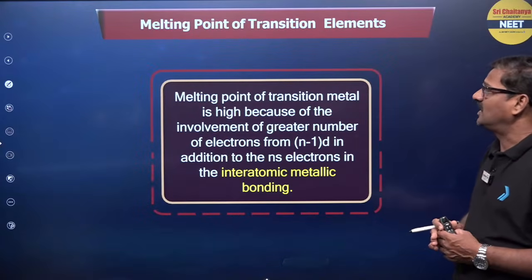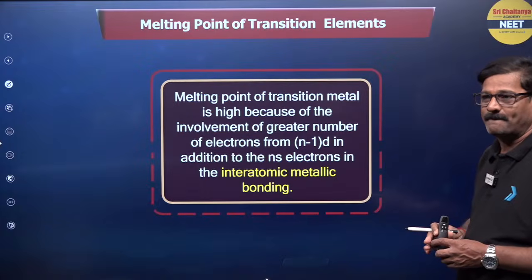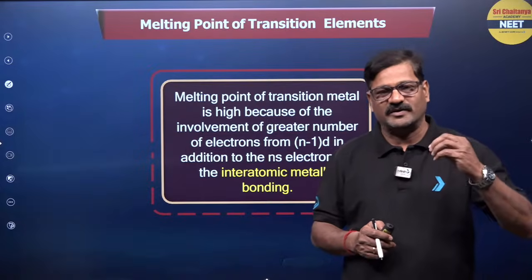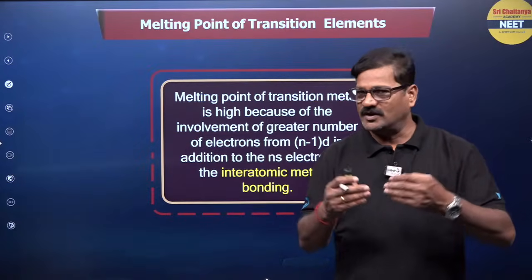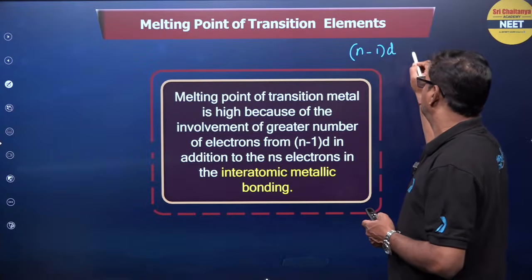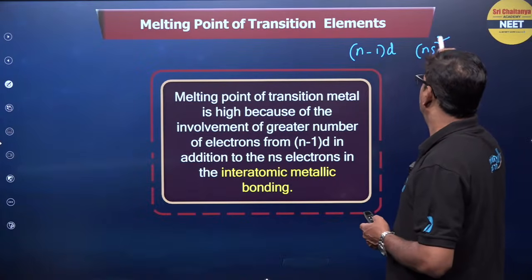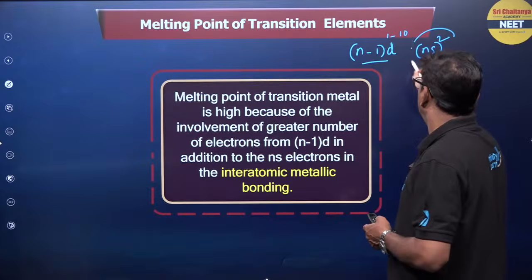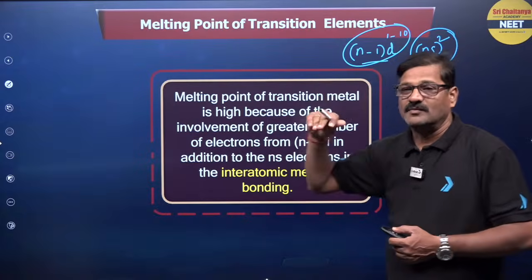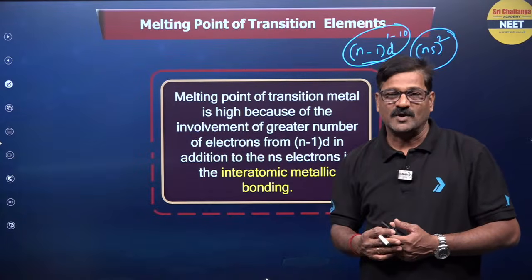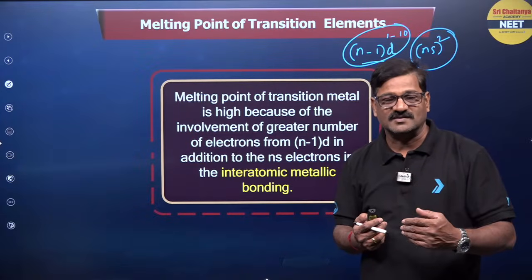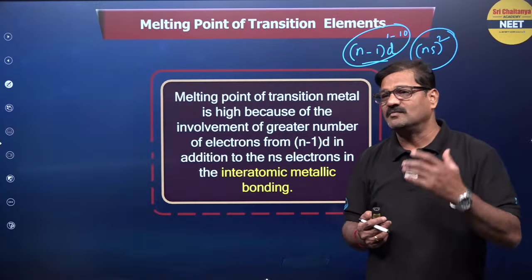Now the melting point and the boiling point of the transition metals. Whenever you have unpaired electrons in the d orbitals, the metallic bond is formed by (n minus 1) d electrons and ns electrons, 1 to 10 electrons. So these electrons are going to participate in metallic bonding, and these electrons are going to participate in covalent bonding. As the number of unpaired electrons in the d orbitals increases, the covalent bond strength increases and the metal has a high melting point.